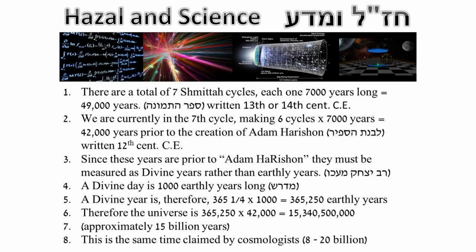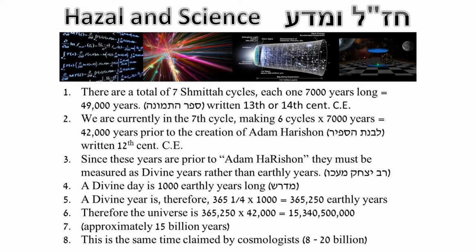And it says, number 2, we are currently in the 7th cycle, making 6 cycles times 7,000 years, being 42,000 years prior to the creation of Adam Rishon. And that's Levanot Sapir, written in the 12th century. That's the information he came to based on his studies of this area.